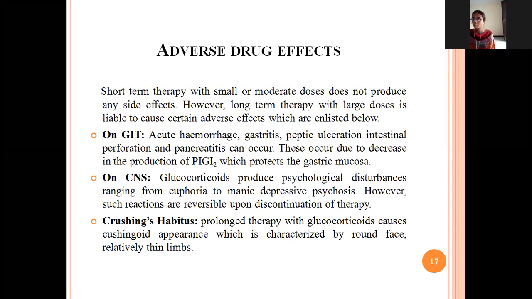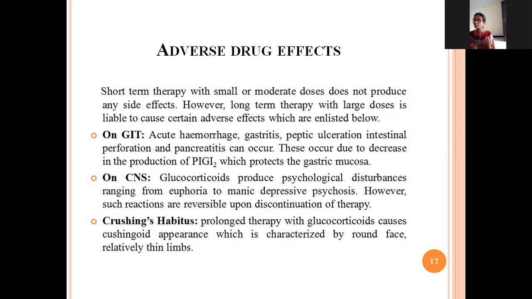Next, adverse drug reactions. Short-term therapy with small or moderate doses will not produce any side effects. Means if you use the drug in a low or moderate dose there are none, but if you use a higher dose there are many side effects. It will affect the gastrointestinal tract: acute hemorrhage, gastritis, peptic ulceration, and pancreatitis will occur. This occurs due to the decrease in the production of PGI2, which protects the gastric mucosa.